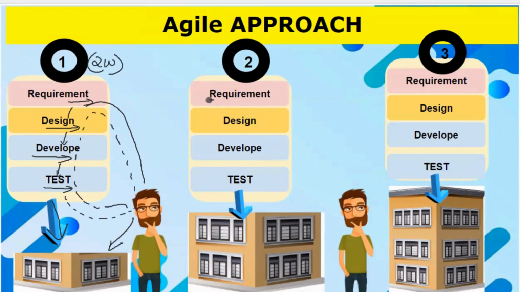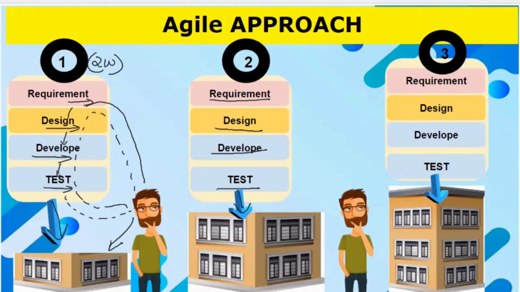Again, you will collect the requirement for the second floor, then you will design, then you will develop, and then you will test it. And finally, you will deliver the second floor. Or if the customer wants to give some changes or feedback, you can go back and do it, and again finally deliver it. The customer will use this second floor, and you can proceed to building the third floor.